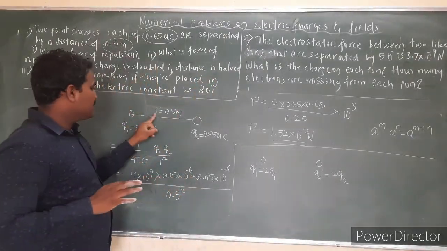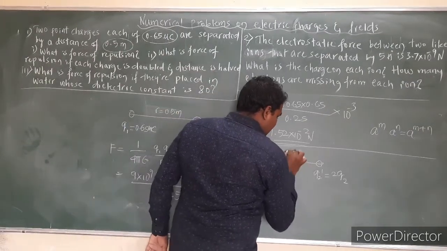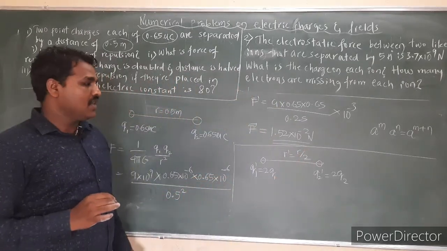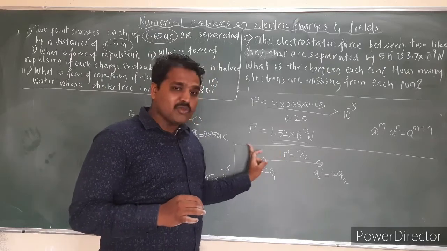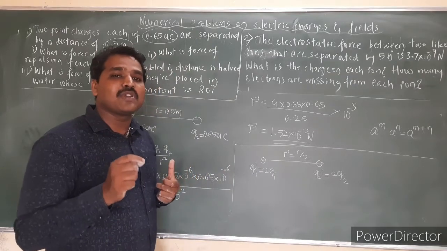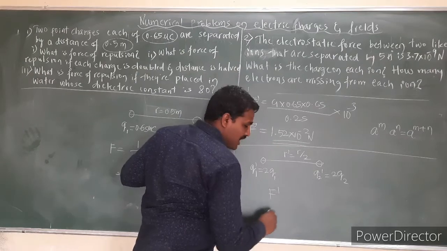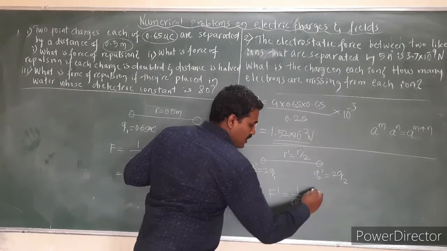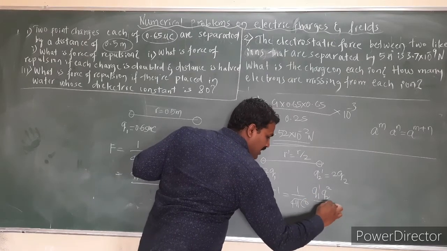So if the initial value is taken to be R, I can write the new distance as R dash is equal to R by 2 here. Is it not? So when the magnitudes of these charges as well as the distance between both the charges is changed, definitely the electrostatic force of repulsion will also change here. So that new force I write as F dash is equal to 1 divided by 4 pi epsilon naught, Q1 dash into Q2 dash whole divided by R dash square.